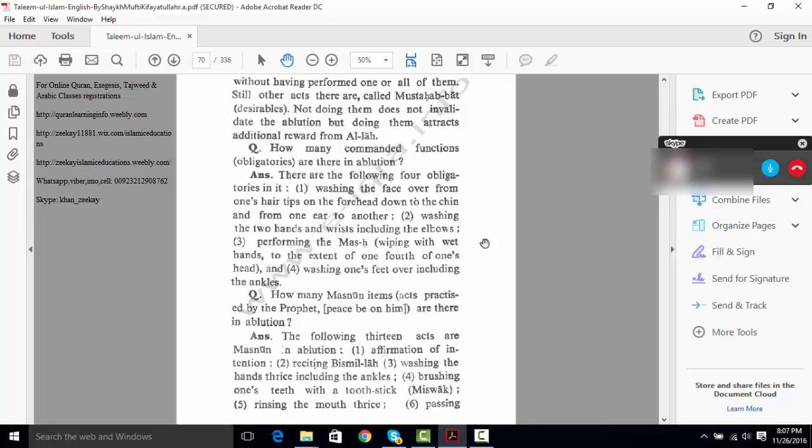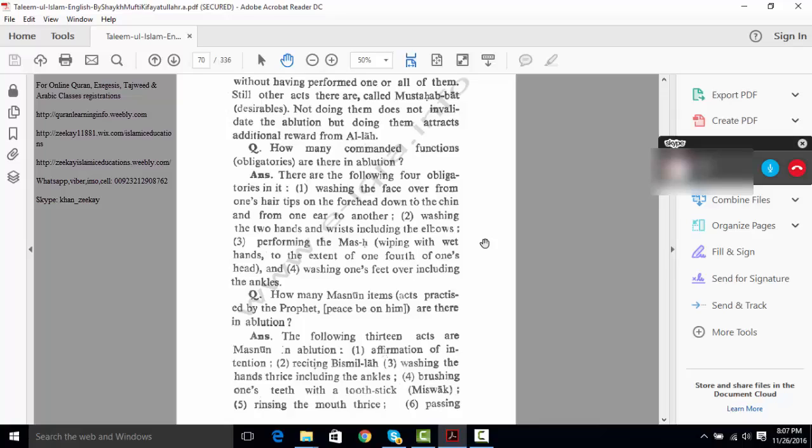And, yes. Number four is performing massa. Understand? Do you know what is massa? Could you explain it?